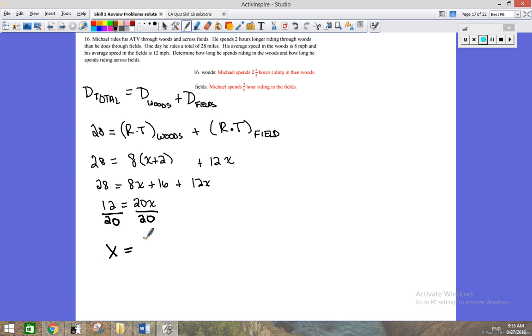4 divides each of these, so 3/5 of an hour, and remember, the X was time in the field, and in the woods was 2 hours longer. That's a proper fraction, so we can just write it as a mixed number, 2 3/5. 2 plus 3/5 is 2 3/5, and that's in the woods.